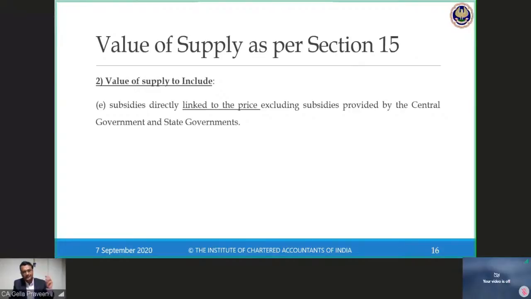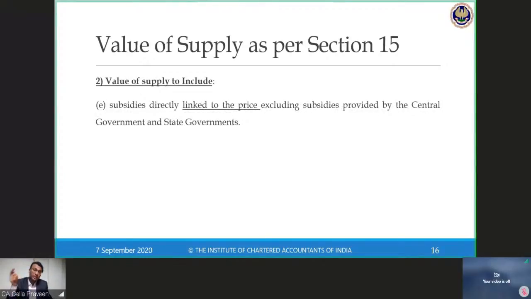Clause number E. Subsidies directly linked to the price, excluding subsidies provided by central government, state government. This we have discussed by virtue of an example, midday meal scheme or a food provision which is given by any of the state authorities. It says that please include a subsidy, but however, exclude a subsidy given by state government, central government. Question comes here. Sir, you're saying exclude subsidy given by central government, state government. What else subsidy is there?